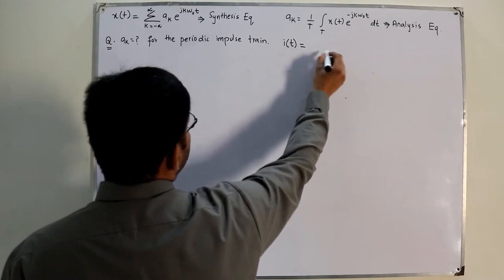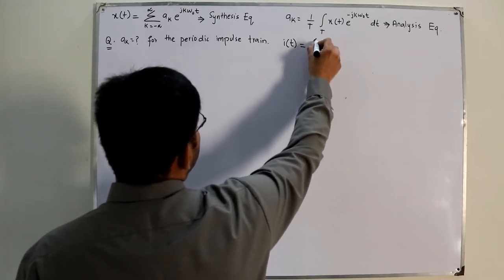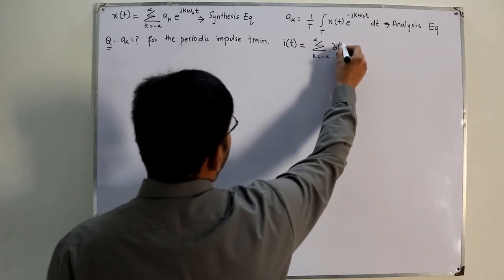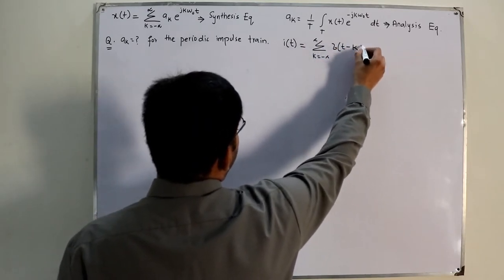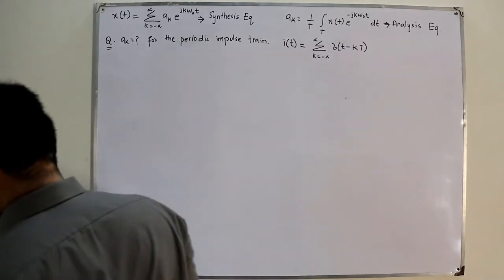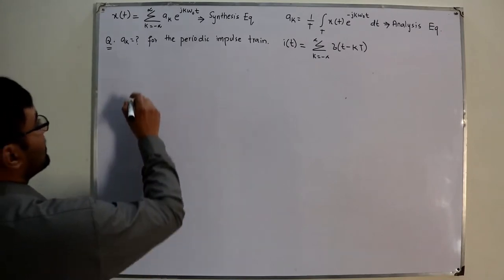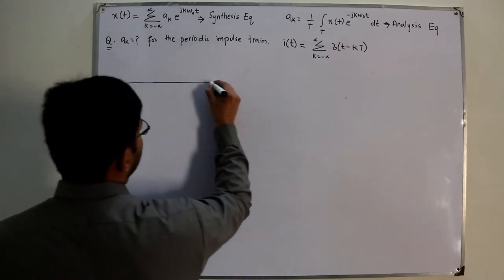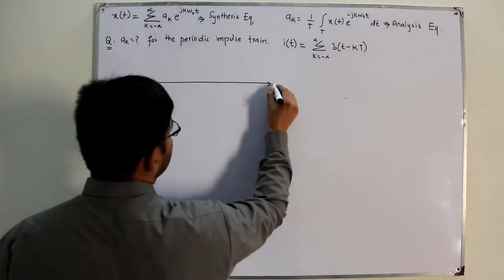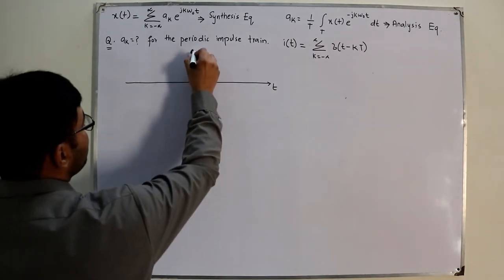So I of T is what? This is the summation, K running from negative infinity to positive infinity, delta of T minus K capital T, that's it. Which means this is a function like this. If you draw the graph, this is the T axis, and this is your impulse train I of T.